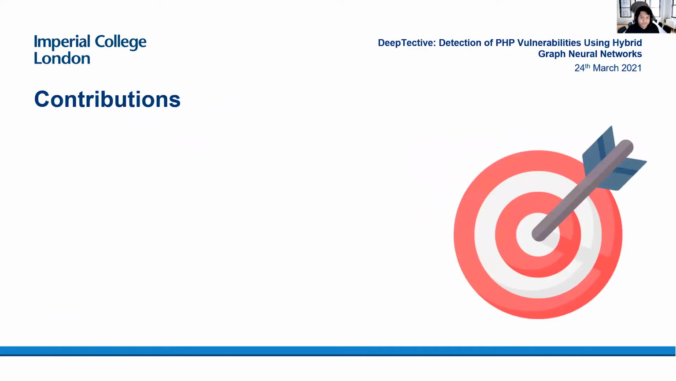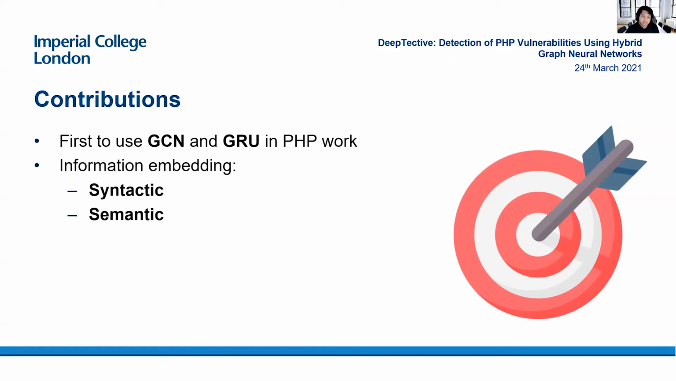The contributions of this study. We are the first to use GCN and GRU in our PHP work for vulnerability detection. As we all know, PHP is a scripting language which is very different from Java or C, where similar techniques have been used before to detect vulnerabilities in them. We are also able to embed syntactic and semantic information of the source code in our detection model.